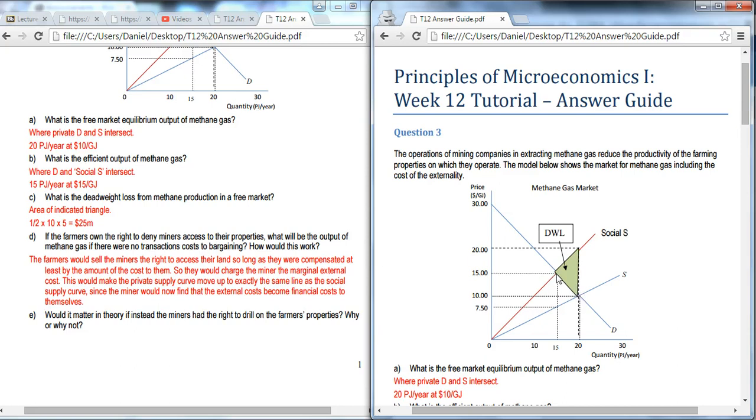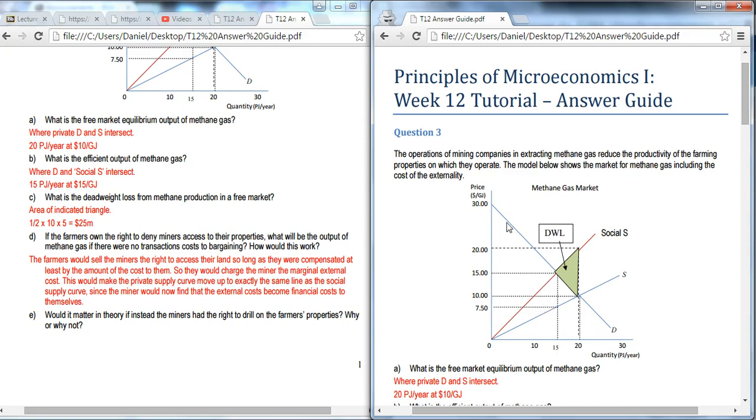So they'll only be prepared to pay the farmers up to the socially efficient quantity, being the point where the price that they can receive is equal to their own costs plus the cost they're going to pay the farmers for the external cost, the cost to the farmers. Anything less than that, and the profit that they're going to receive from producing is going to be more than the cost to them plus the cost of paying off the farmers.